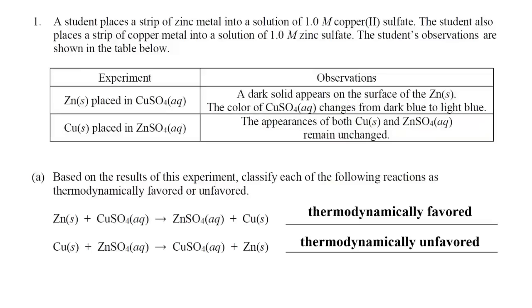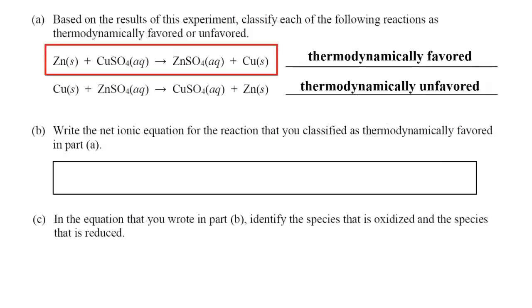All right, now let's take a look at part B of this question. Write the net ionic equation for the reaction that you classified as thermodynamically favored. So we have solid zinc reacting with aqueous copper sulfate to produce aqueous zinc sulfate and solid copper.